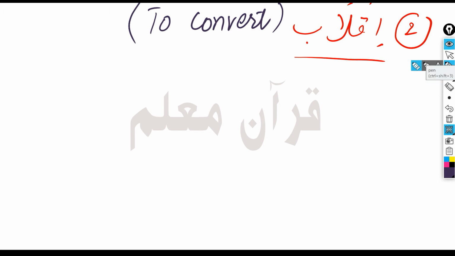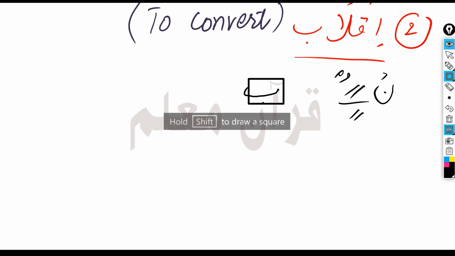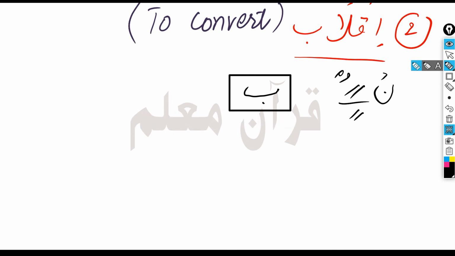What to convert? As you know, we are learning about the gunnah with the nun sakin and tanween. So I'm writing here nun sakin and tanween. If you see letter ba after nun sakin or tanween, you have to convert the sound of the nun sakin to mim. How you do it? I will be giving you the examples now.